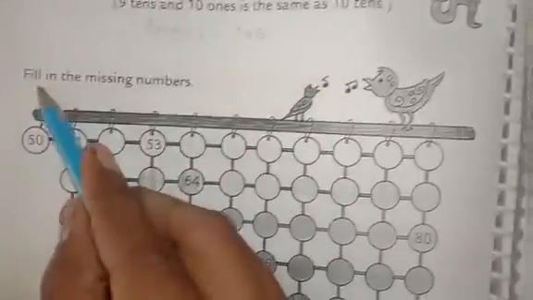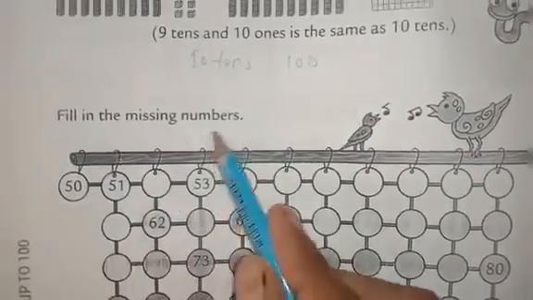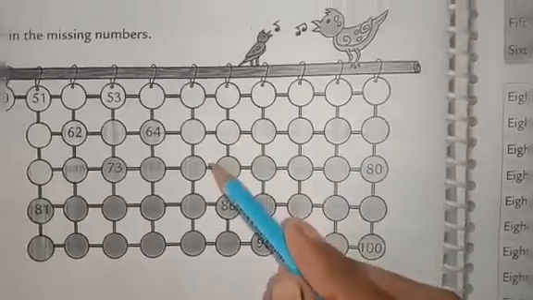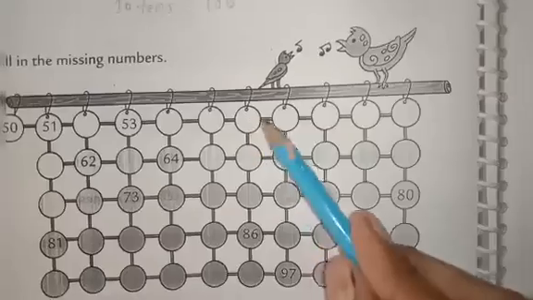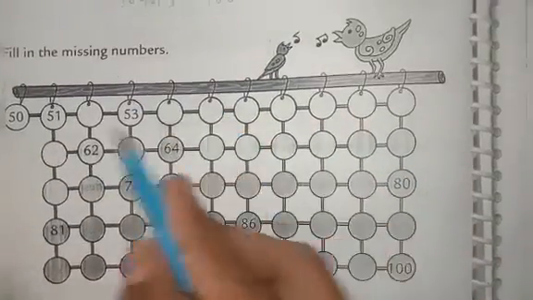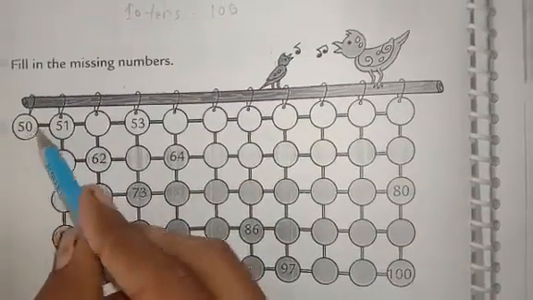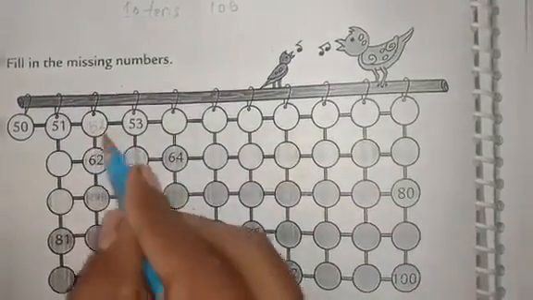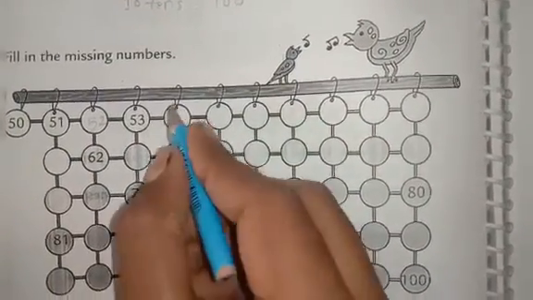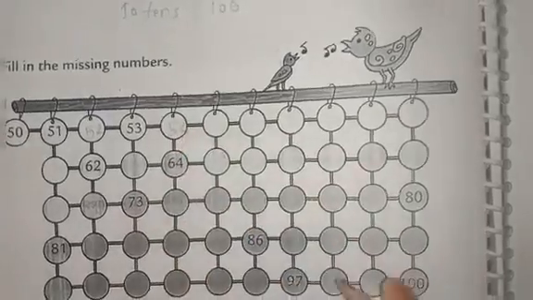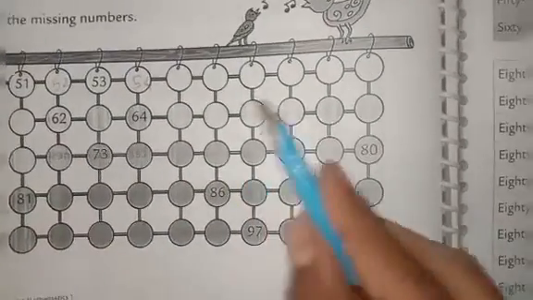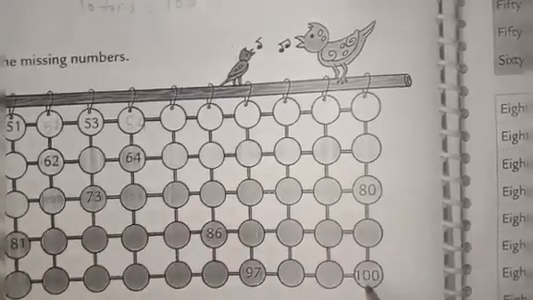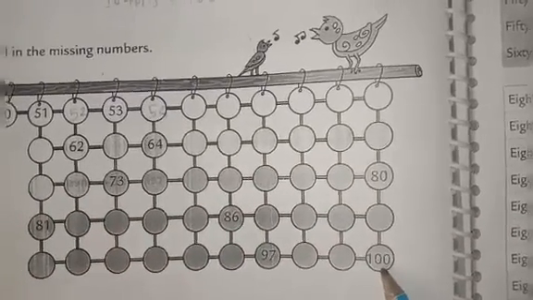Then next question is fill in the missing numbers. Here we have given some circles and you have to fill the missing number. So what the number? 50, 51. 51 after 52. 52 after 53. 53 after 54. In this way you have to write down the missing number in this circle from 50 to 100. Understand?